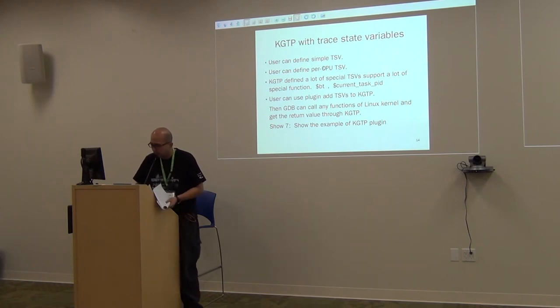KGTP also defines a lot of special TSVs to support special functions. For example, $BT is defined inside KGTP. When you use $BT or the task PID and KGTP gets it, it can just return that value. Maybe you will also say collect $current, some special function. I will talk about some functions after that. Just use them. And users can also use a plugin to add TSVs to KGTP.